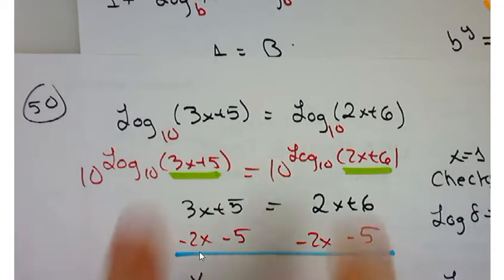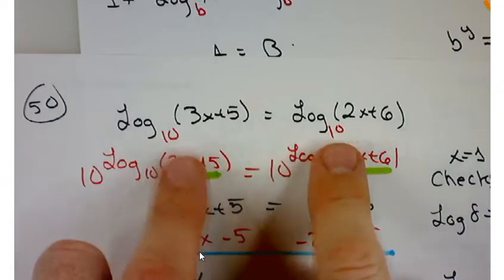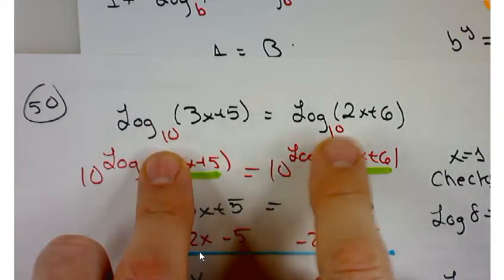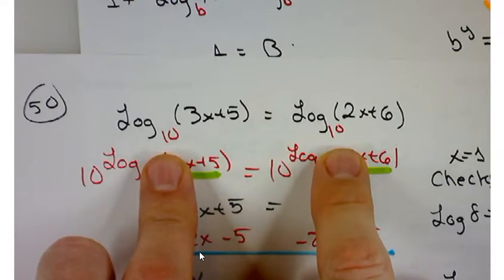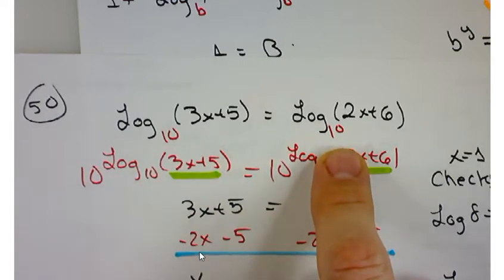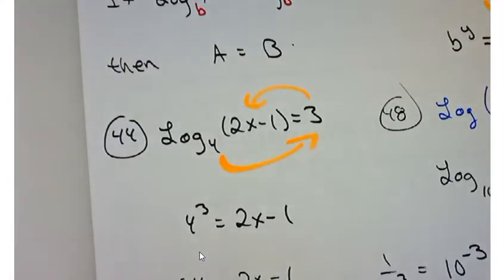You have to use the log with the same base on both sides. So if you had log base 5 and log base 6, you'd have to do something else entirely. It's not something that I think I would throw at you in a test. I don't think you'll even see it in the homework problems, to be honest.